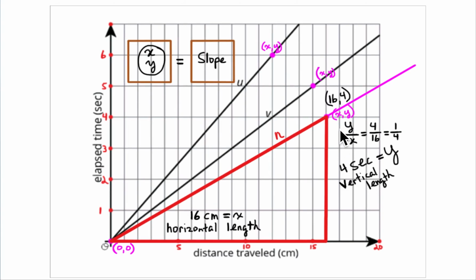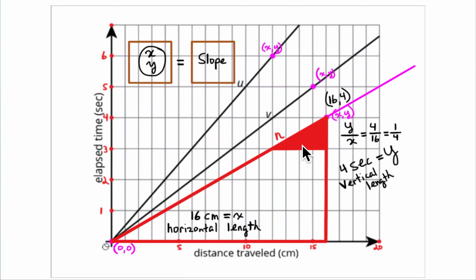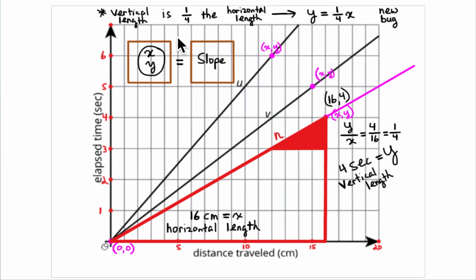And so the equation is y over x. You don't have to subtract anything, you don't have to add anything. That's equal to the slope, which is, well, first of all, it's equal to 4 over 16, which simplifies actually to the slope, 1 over 4. So notice that the vertical length is 1/4 the number of units as the horizontal length. So this is 1/4 these 4 units. So if you just say that the vertical length is 1/4 the horizontal length, then you can write the equation y is equal to 1/4 x.